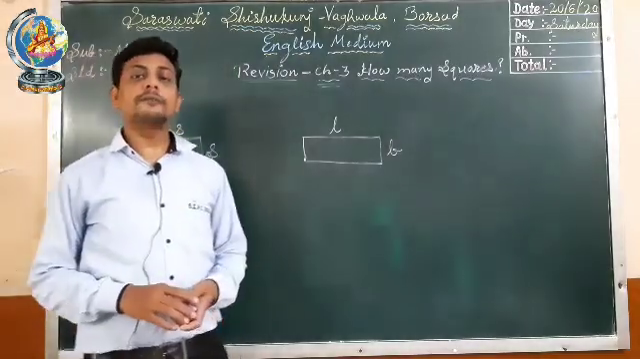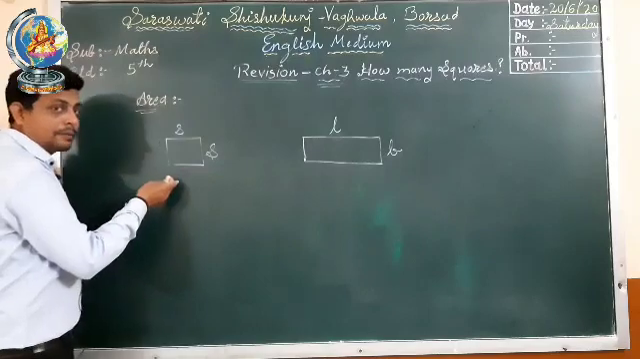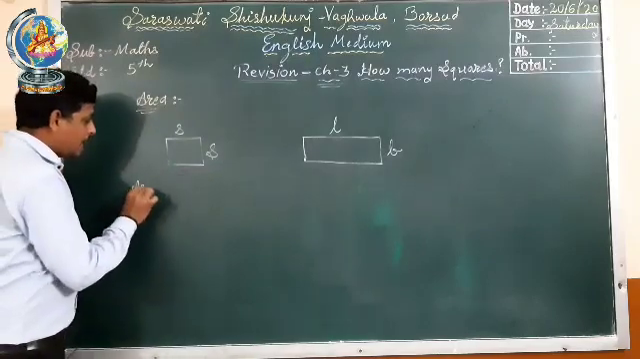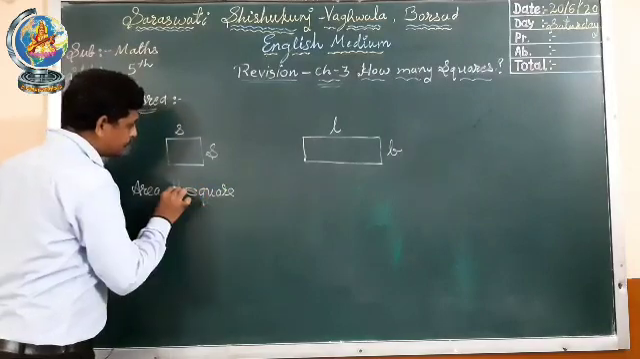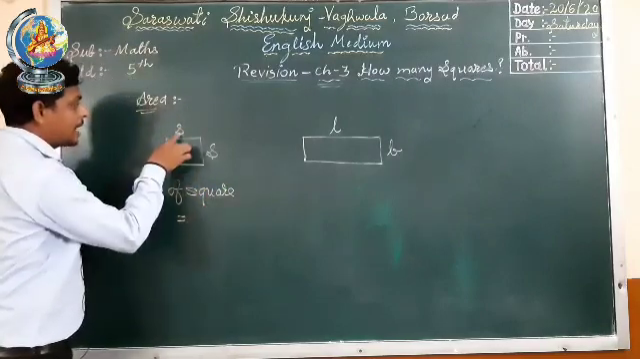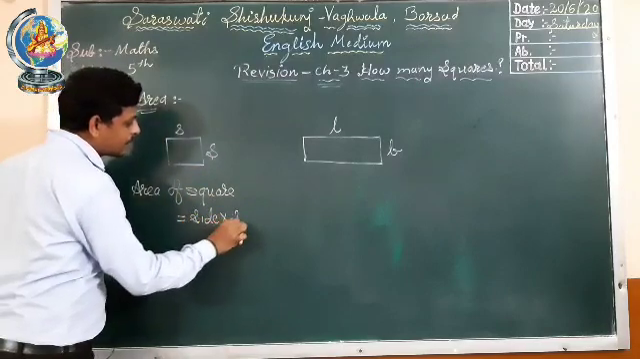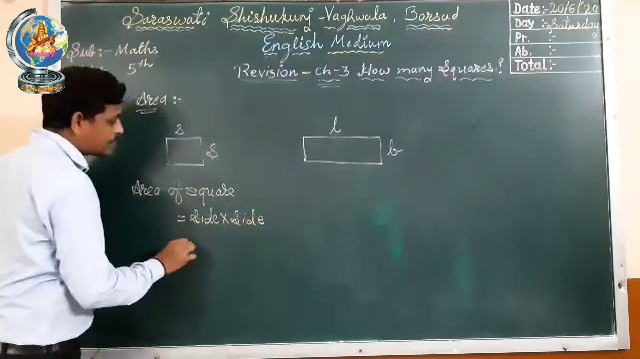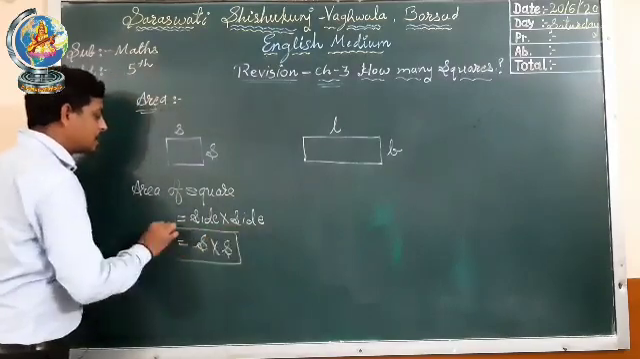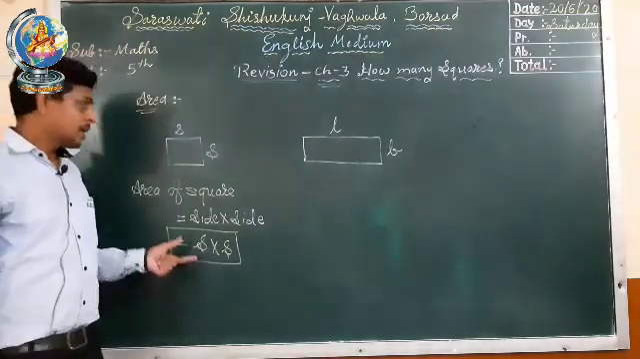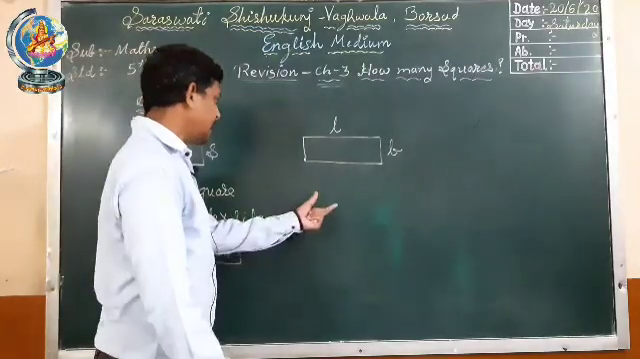So what is the formula for finding area of square and rectangle? First of all we will find for square. Area of square is equal to side multiplied by side. Side multiplied by side is equal to s into s. This is the formula for finding area of a square.